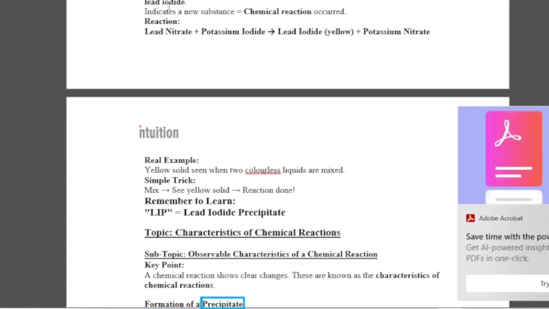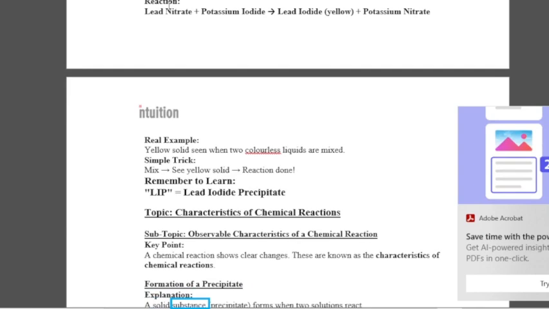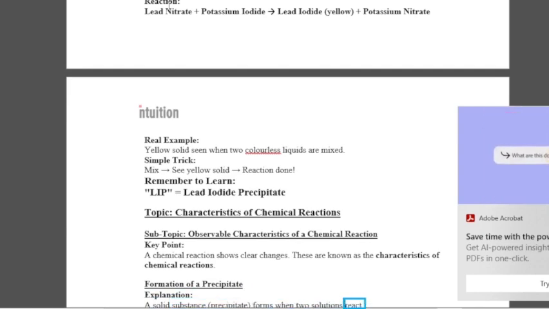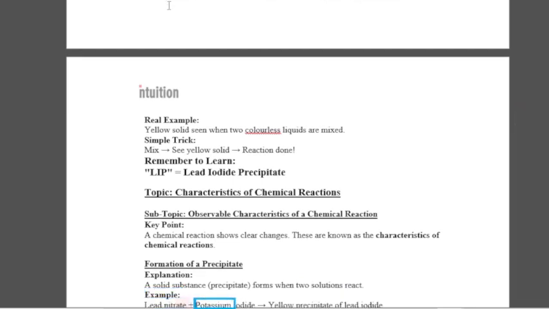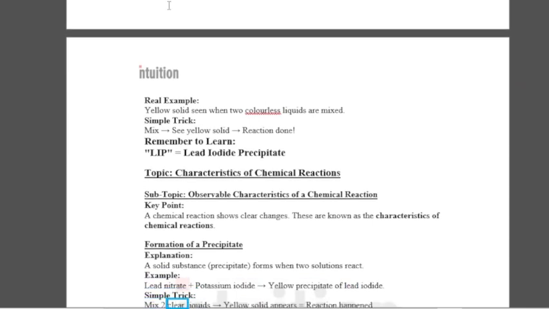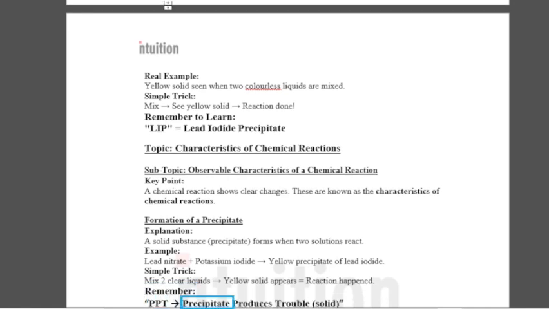Formation of a precipitate. Explanation: a solid substance, the precipitate, forms when two solutions react. Example: lead nitrate plus potassium iodide gives a yellow precipitate of lead iodide. Simple trick: mix two clear liquids, a yellow solid appears, so a reaction happened. Remember, PPT: precipitate produces trouble, solid.